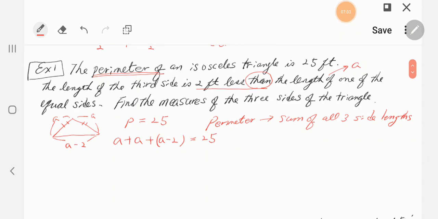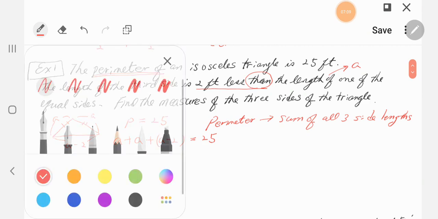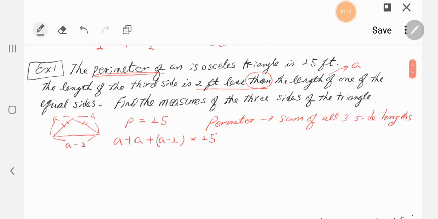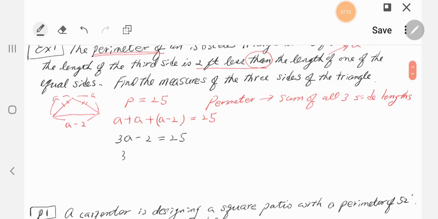Okay, so this is the equation using the perimeter formula, and we find the measure of the three sides of the triangle. So we want to find the length of each side. All right, so let's find a. So this means 3a minus 2 equals 25. Then 3a is equal to, okay, plus 2 to each side, 27. Then a is equal to 27 over 3. So a is equal to 9.